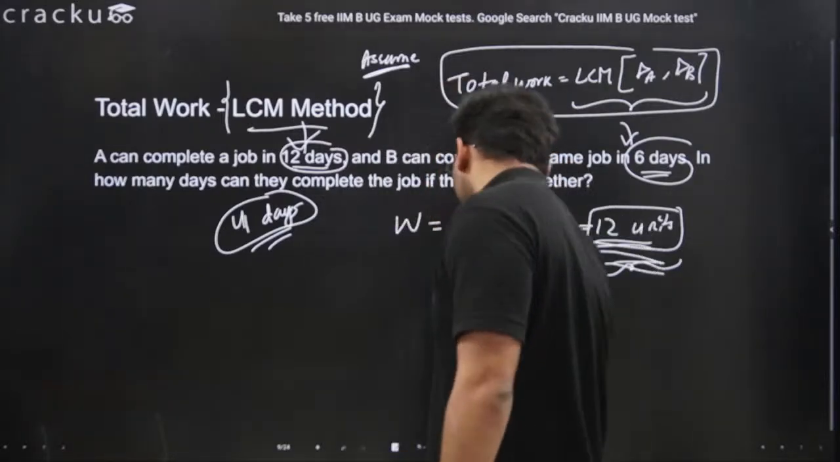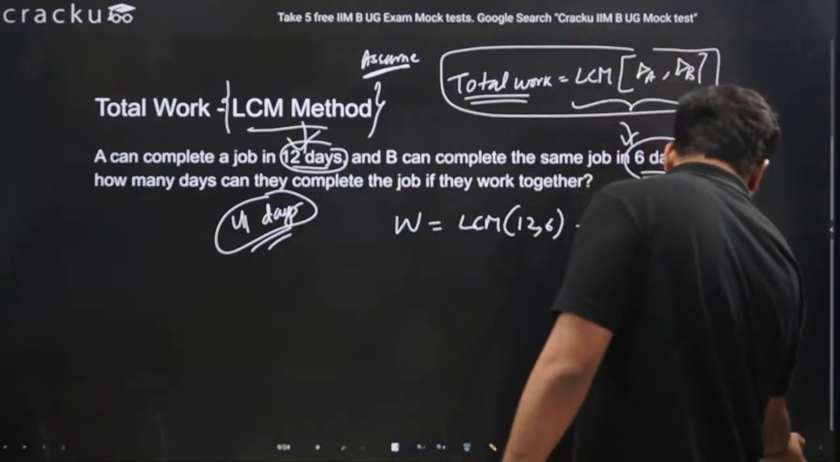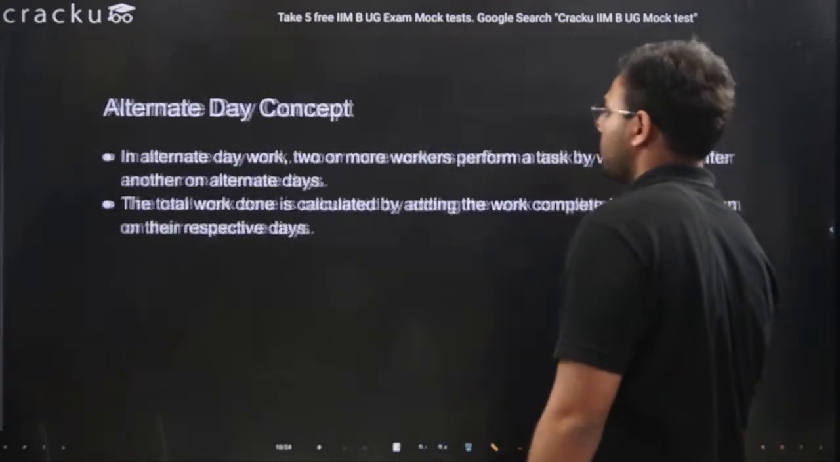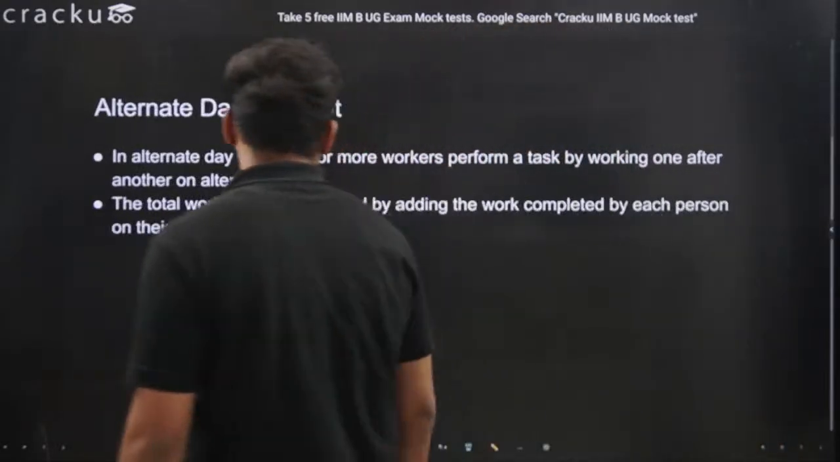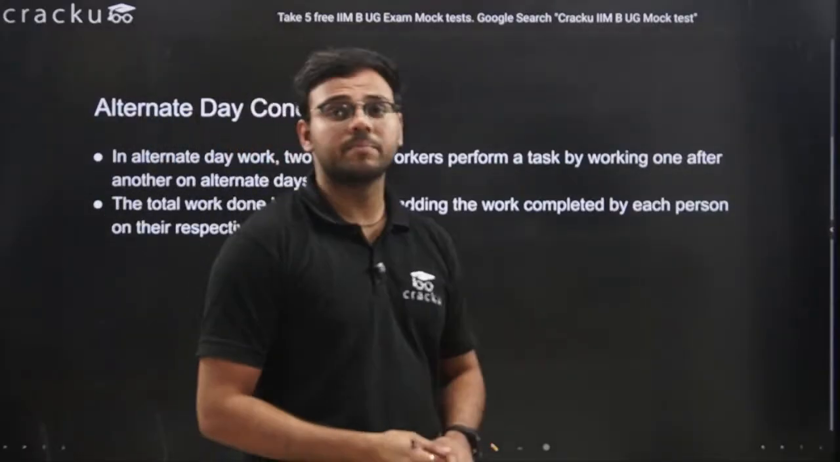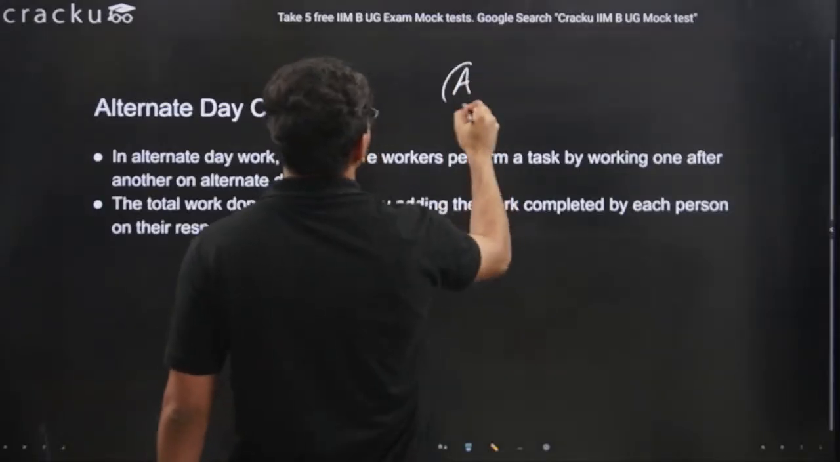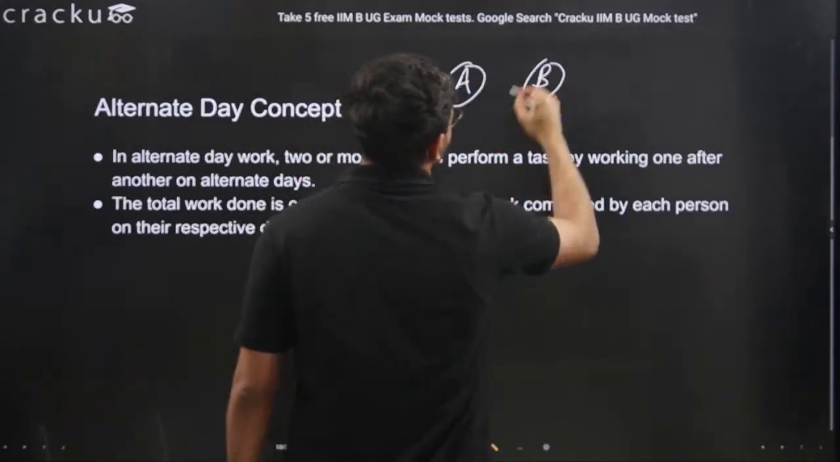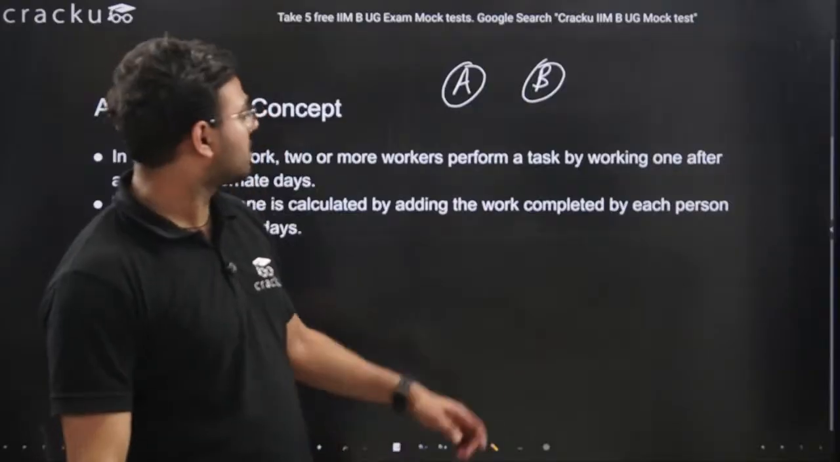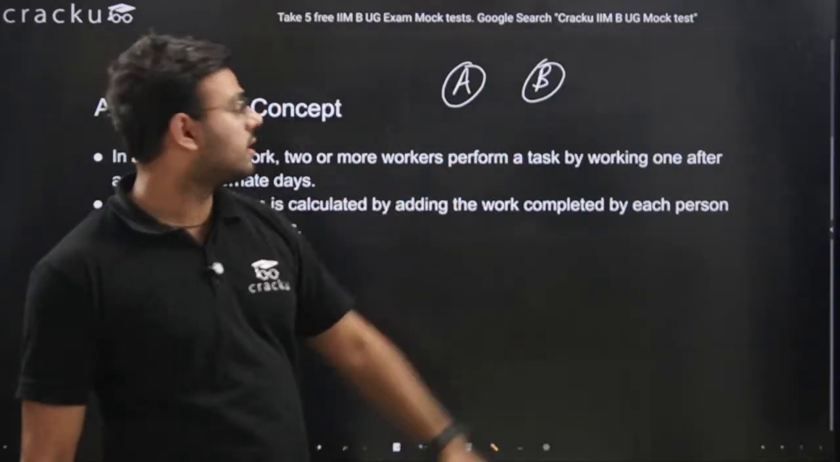Let's move to the next slide. I think we have no doubts in here. So the next slide is alternate day concept. In certain cases, what you will find is, let's say there are two persons A and B. What they're doing is they're completing the work by working alternately.